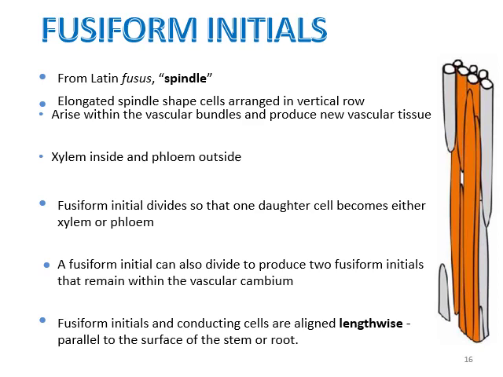Xylem is present inside these fusiform initials, and phloem is present outside them. These fusiform initials divide so that one daughter cell becomes either xylem or phloem. A fusiform initial cell can also divide to produce two fusiform initials that remain within the vascular cambium as part of it. Fusiform initials and conducting cells are aligned lengthwise, parallel to the surface of the stem or root.